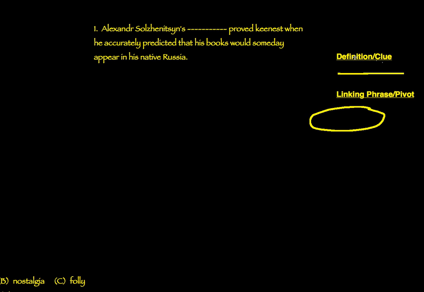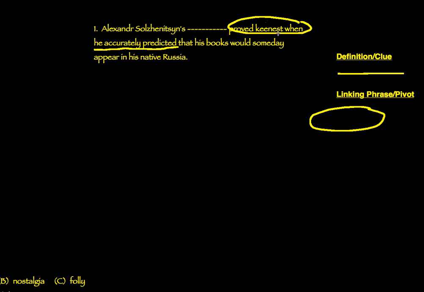So let's take a look at this easier one, which is from page 390 in your College Board Official SAT Study Guide. This is number 1, so you know it's one of the easier ones. Alexander Solzhenitsyn's blank proved keenest when he accurately predicted that his books would someday appear in his native Russia. Now I read that and I immediately see that this blank proved keenest when he accurately predicted.